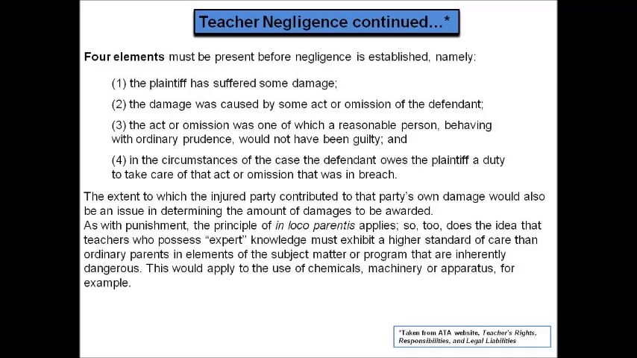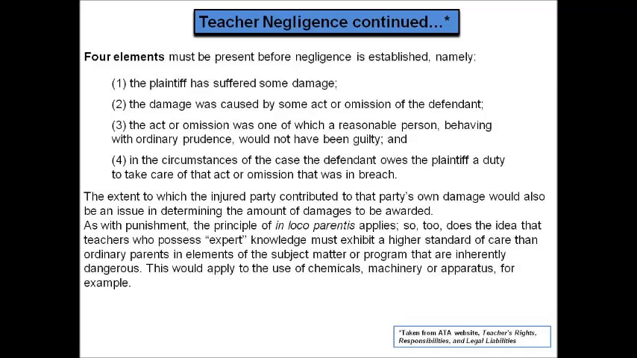Again, ATA finds 4 elements must be present before negligence is established. So, first, the plaintiff has suffered some damage. All right, so in order for any negligence to be found, first of all, somebody has to have gotten hurt. Second, the damage was caused by some act or omission of an act of the defendant. Third, the act or omission was one of which a reasonable person behaving with ordinary prudence would not have been guilty. All right, so somebody's gotten hurt, and if you had been on your game, that wouldn't have happened.